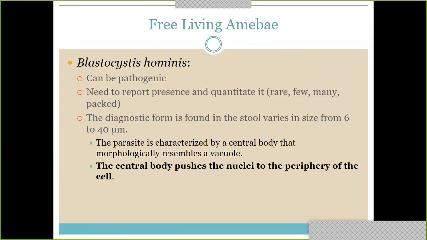So that's kind of a neat feature. And the way that students have remembered this in the past is you blast your nuclei to the edges. So Blastocystis hominis has a central body that blasts the nuclei to the edges. So if that helps you.